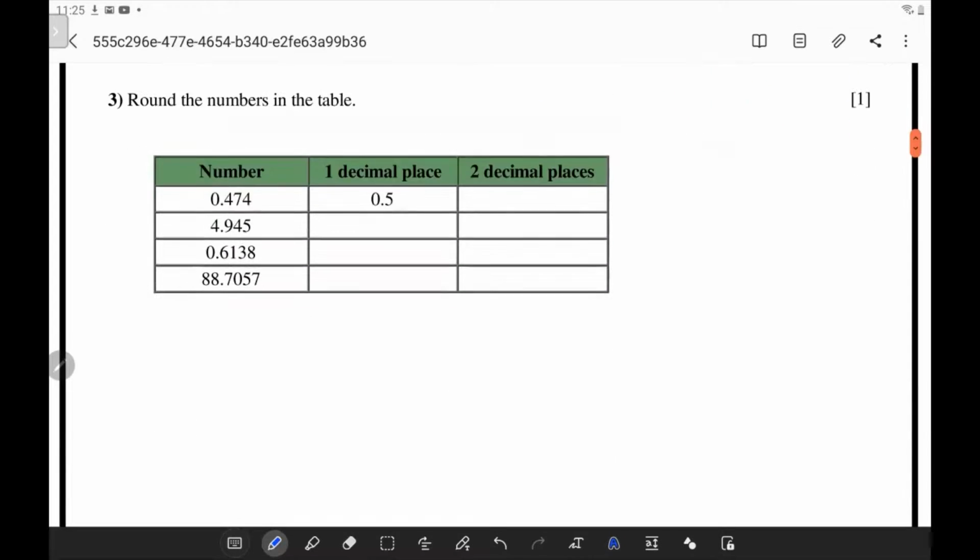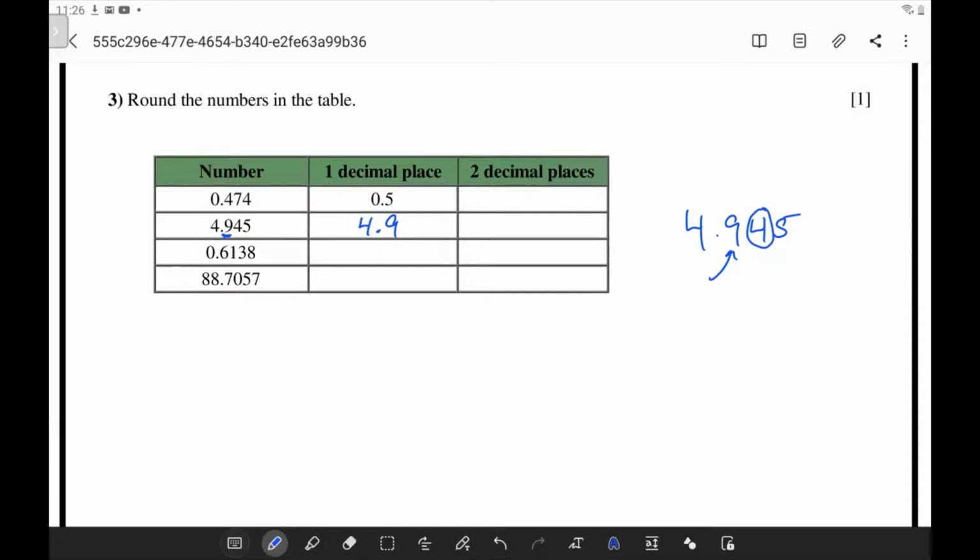So this one, round the numbers in the table to one decimal place. The first one is done for you as usual. So one decimal place. No, it will be 4.9, right? Because it is 4.945. You want one decimal place, so you look at this number here and ask yourself if this number is 5 or greater. If it is not 5 or greater, then you leave it alone. Remember, we want one decimal place.